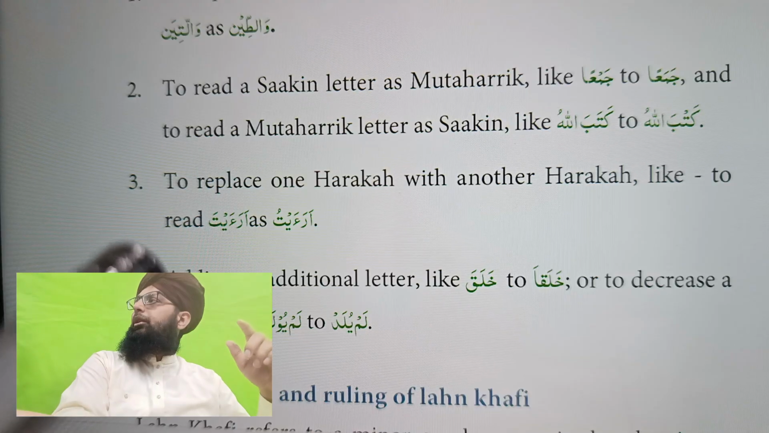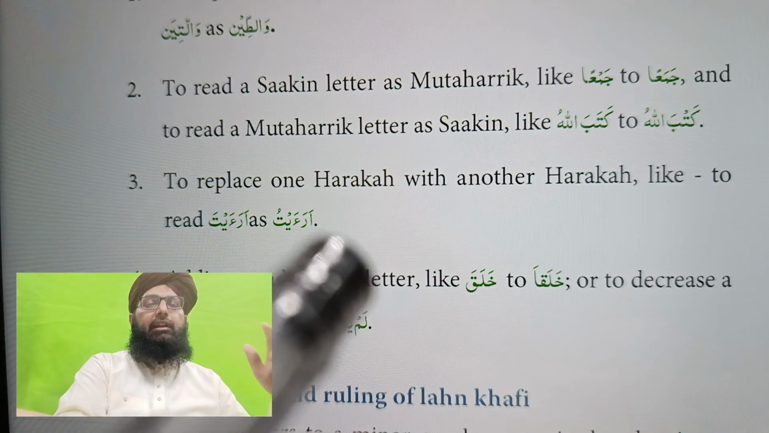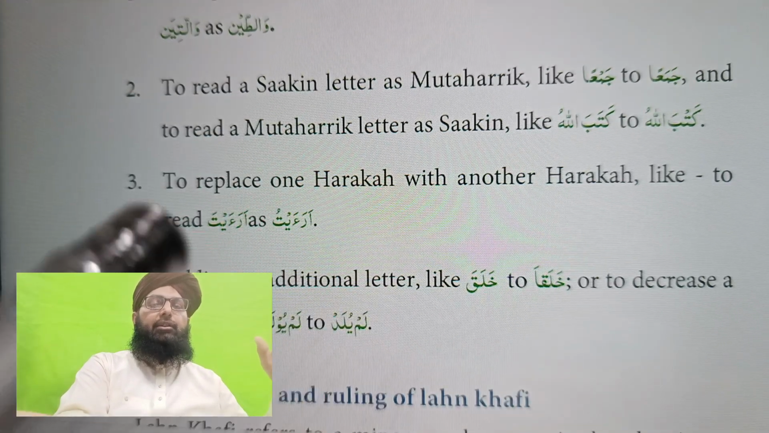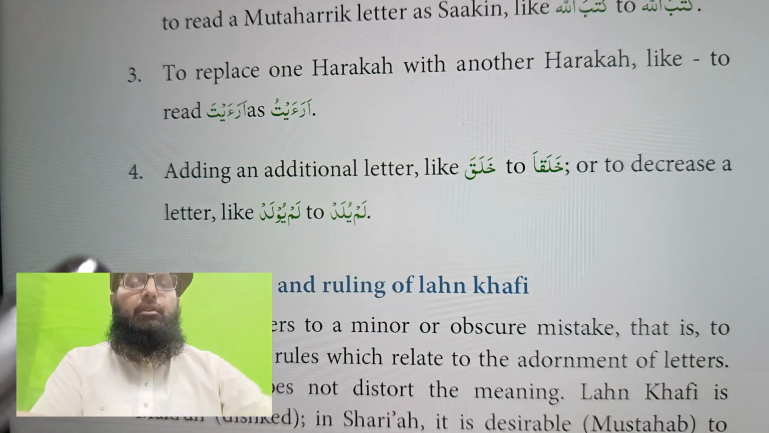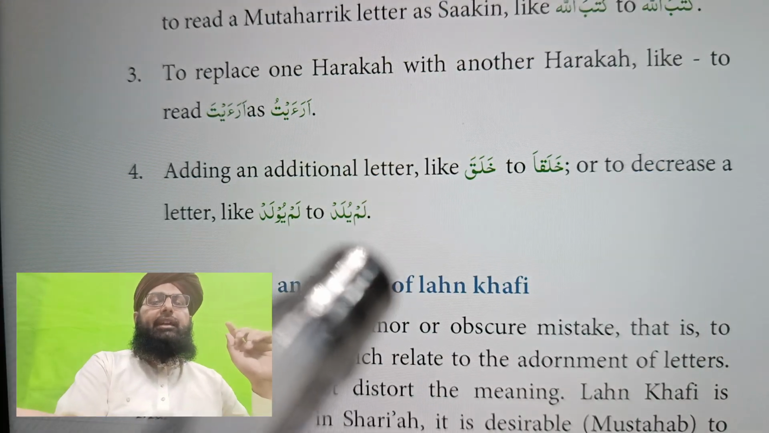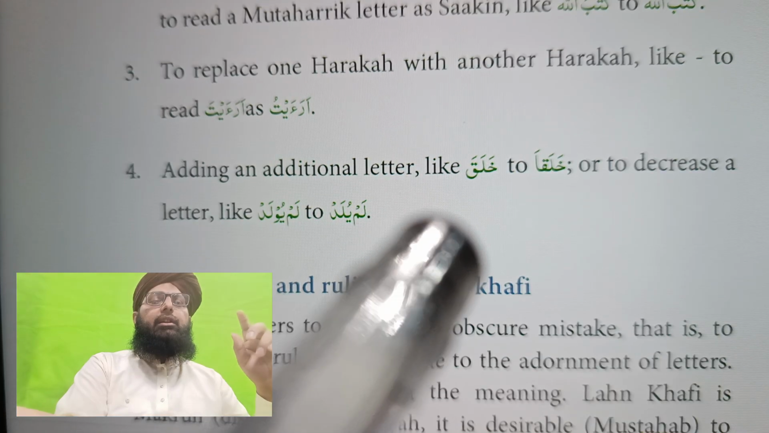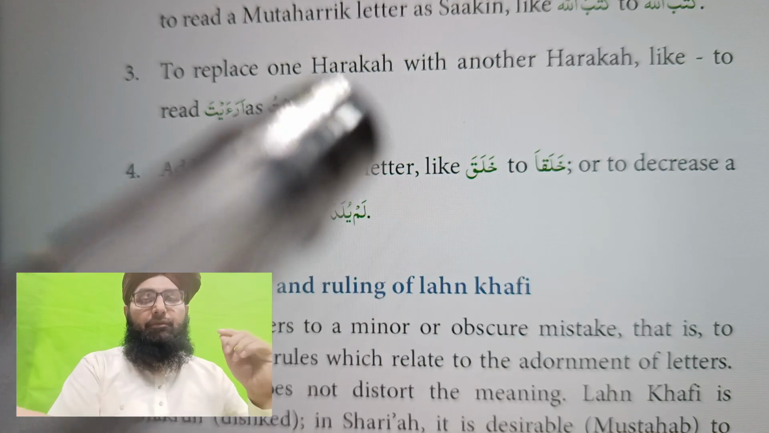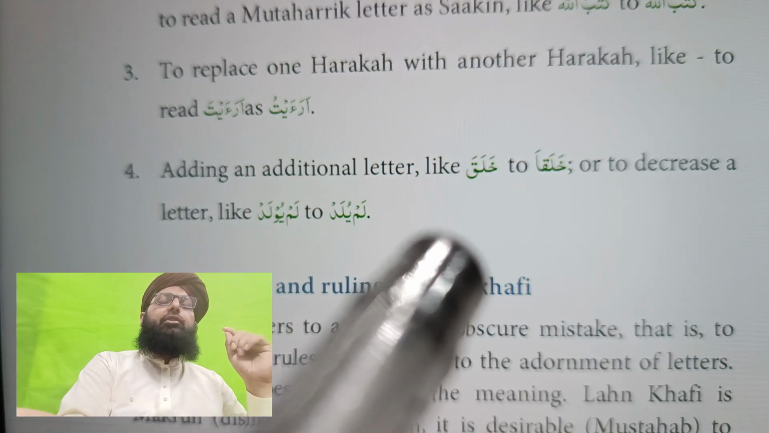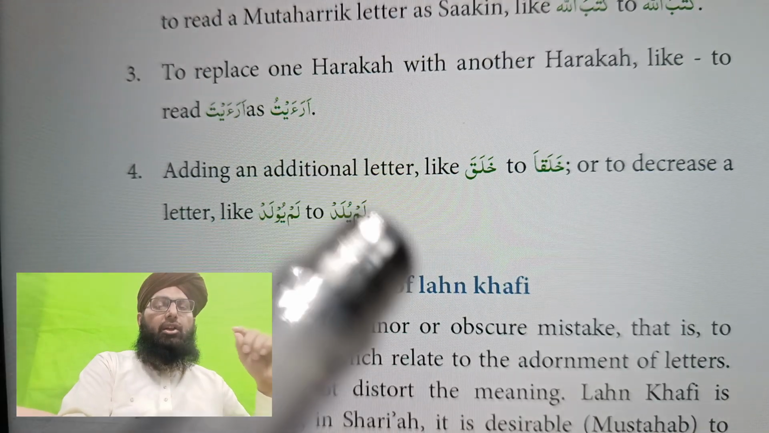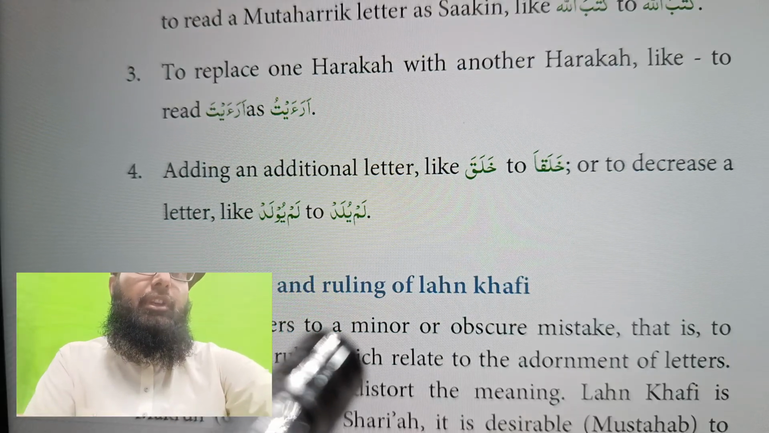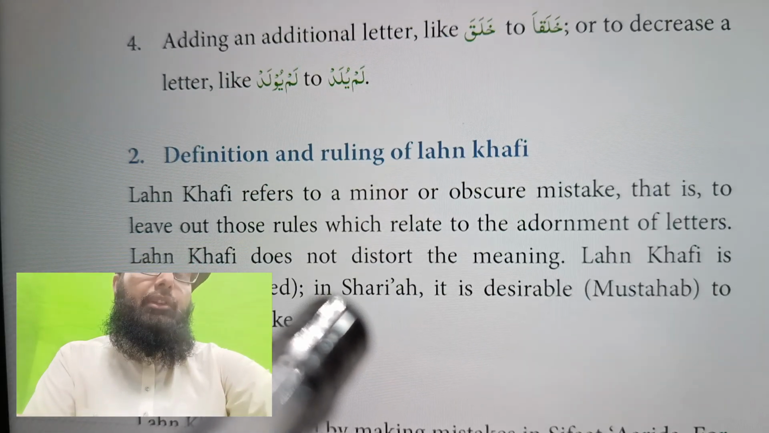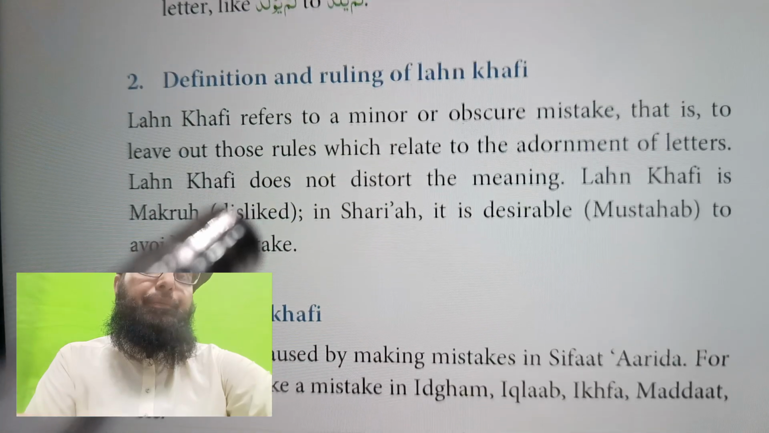Number 3, to replace one haraka with another haraka, like to read ara'aita as ara'aitu. Number 4, adding an additional letter, like khalaqa to khalaqqa. The real word is khalaqa and you say it with a mistake. Or to decrease a letter, like lam yulad, and you say lam yuld. The real word is lam yulad.